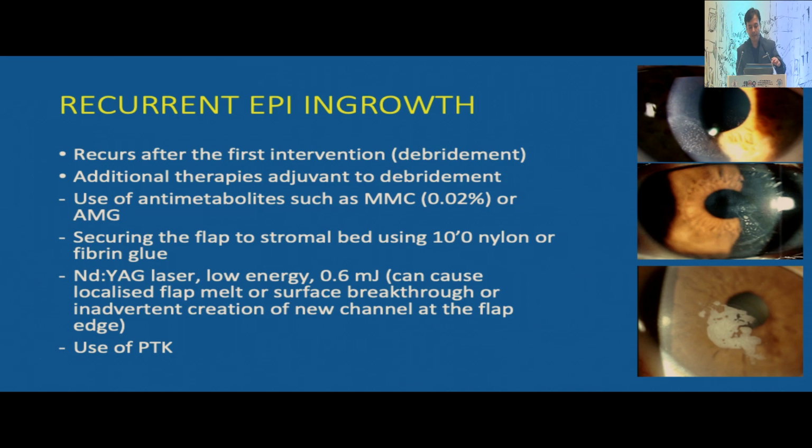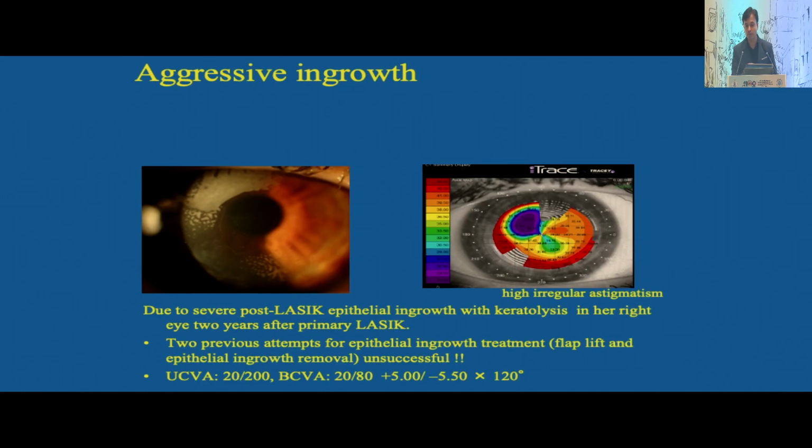Many of these epithelial ingrowths are also known to recur, and if there is a recurrence after the first intervention, there can be additional tools in your armamentarium, such as antimetabolites like mitomycin C. You can also secure the flap to the stromal bed using a 10-0 nylon or fibrin glue, especially if you have an epithelial fistula that you can locate. If it is a very discrete and peripheral epithelial ingrowth, you can use Nd:YAG laser at a very low energy setting, and many of these have to be followed up with a very fine 10 micron PTK to smoothen the surface.